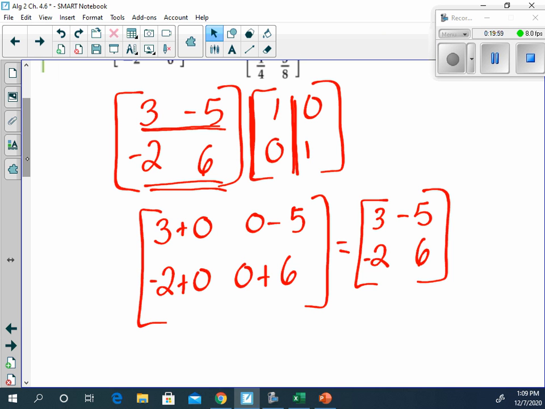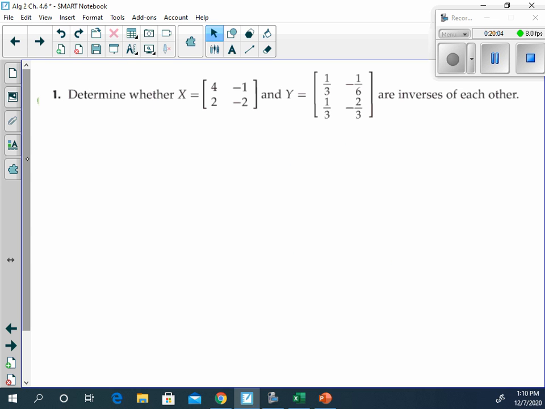Questions on this here? Do we feel comfortable determining whether two matrices are inverses? Yes? Pretty much plugging it into the calculator. Okay.